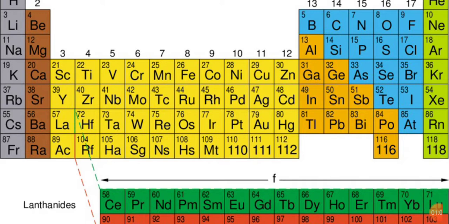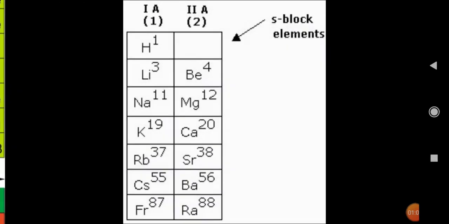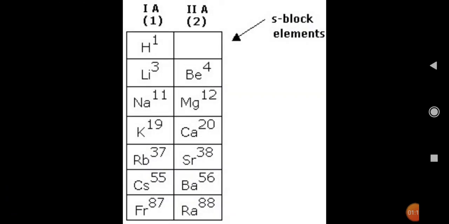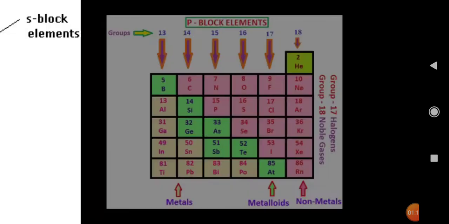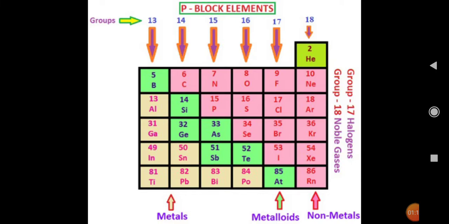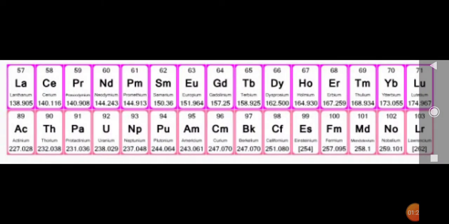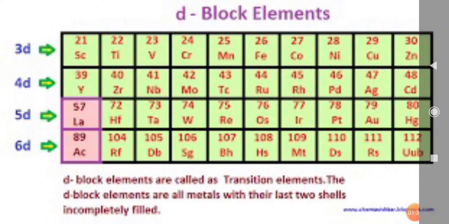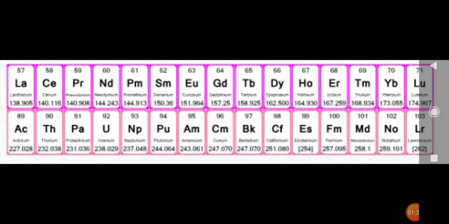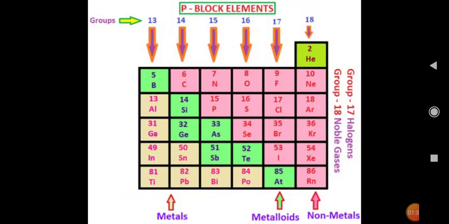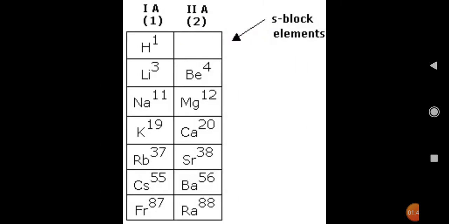While filling electrons in an atom, if electrons are going into the s orbital, those are called s block elements. If the electrons are going into the p orbital, those are called p block elements. Similarly, for the d orbital, those are called d block elements, and for the f orbital, those are called f block elements. D block elements and f block elements have multiple oxidation states. P block elements include metals as well as non-metals. S block elements are only metals.